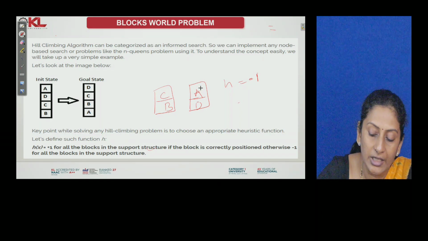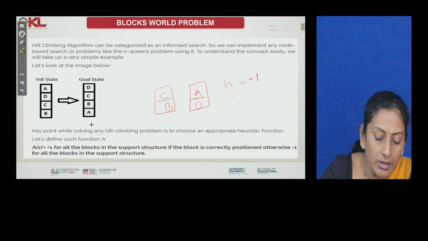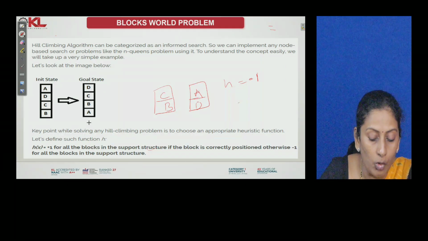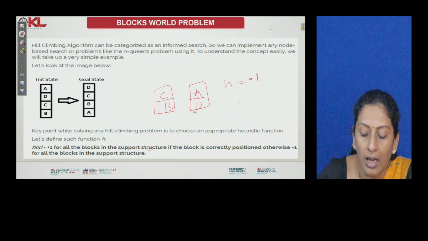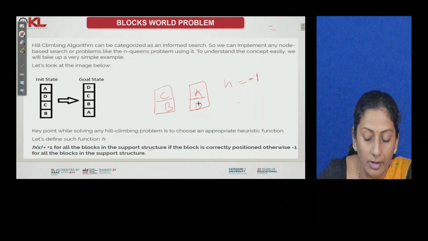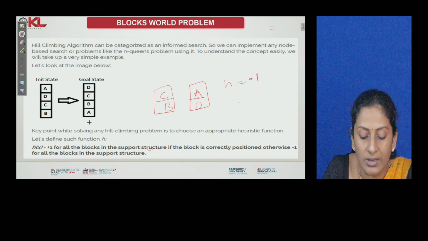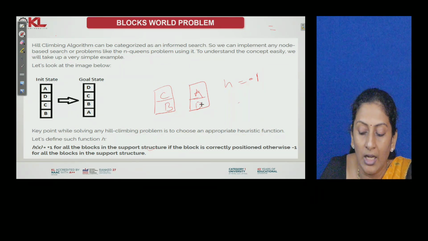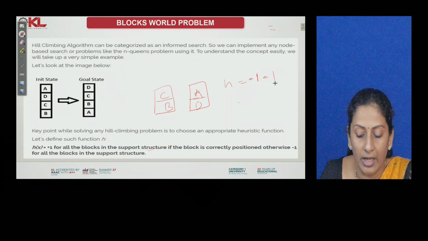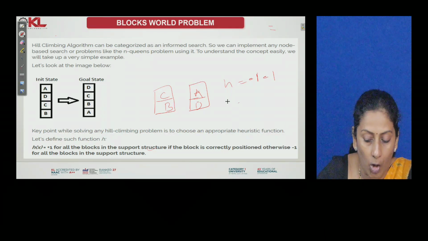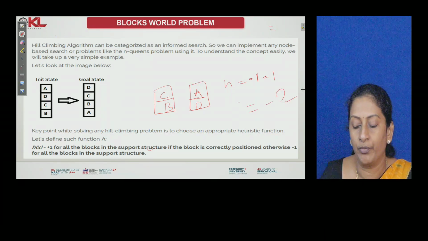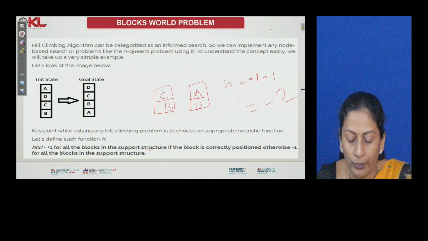Now consider A. In the goal state, under A there are no blocks, but here under A there is 1 block. That means that 1 block is placed wrongly, and we should not have any blocks under A, but it is placed wrongly, so -1 again. So we considered all the blocks, so it is -2. So for example, I am explaining to you, right?